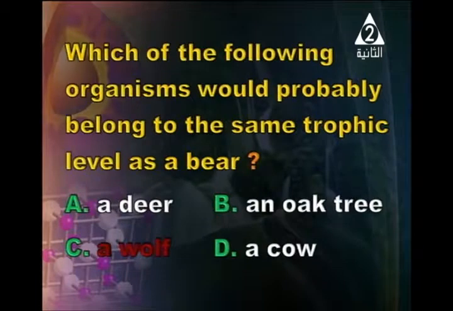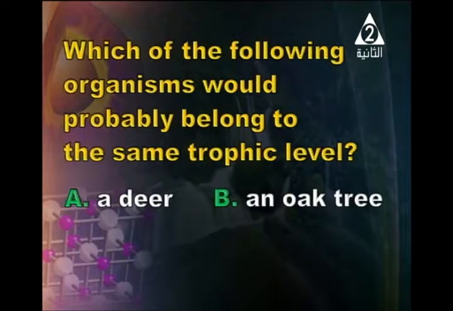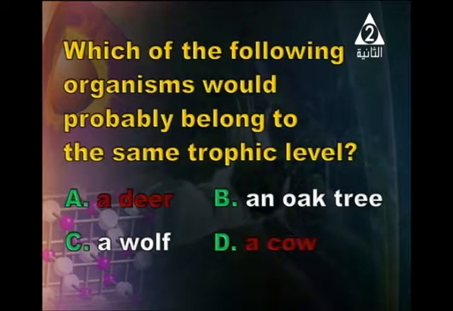Let's go to the next MCQ. Which of the following organisms would probably belong to the same trophic level? As you see, my dear students, we have four options: deer, oak tree, wolf, a cow. We need to choose two answers for two animals in the same trophic level. It's very obvious, it is a deer and a cow, because both of them are herbivorous. Let's go to the next question.